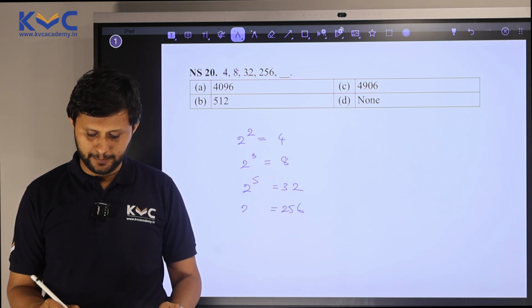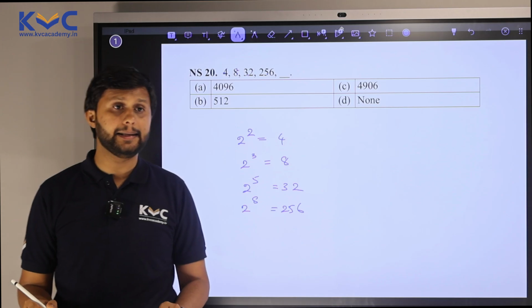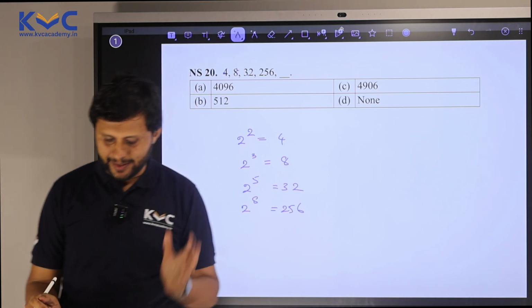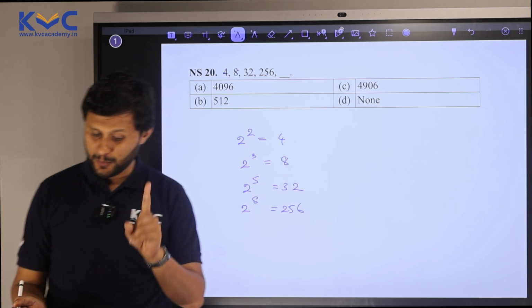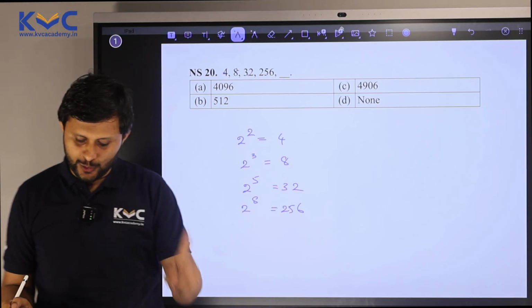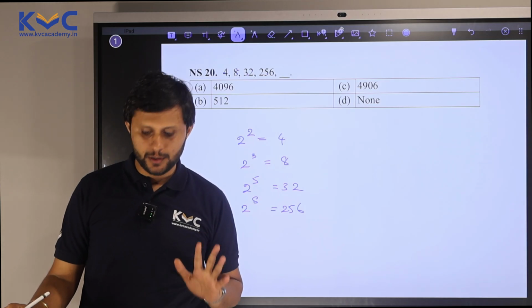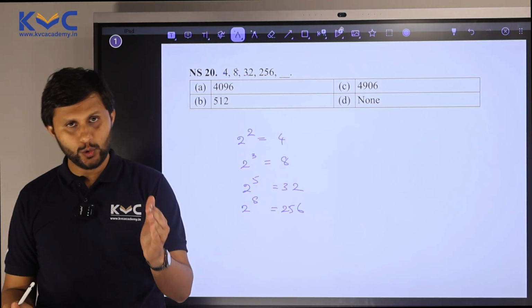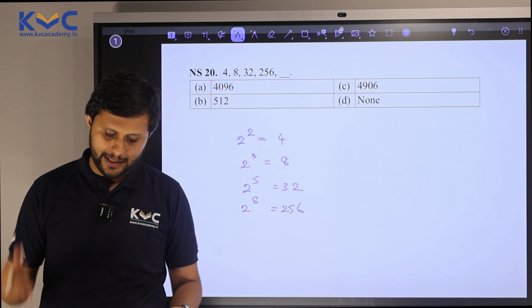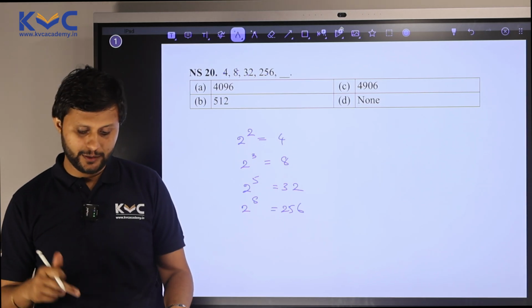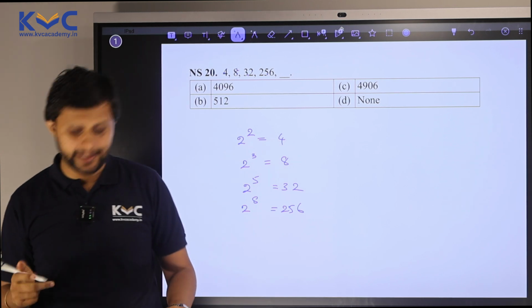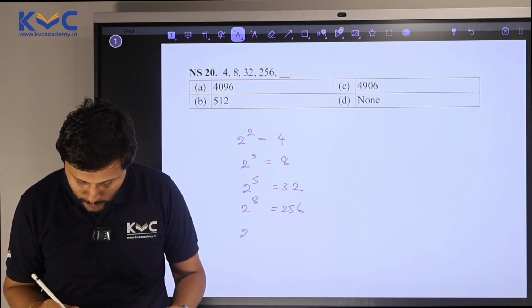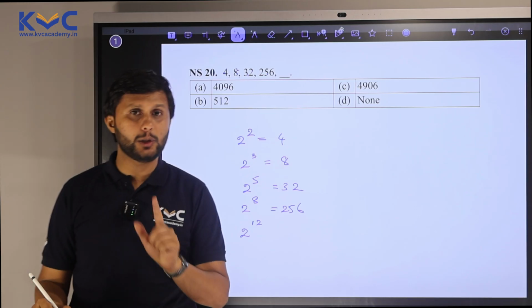256 is 2 to the power 8. So it is not like we are directly taking powers of 2, 2 to the power 2, 2 to the power 3, 2 to the power 4, 2 to the power 5. 2 to the power 4 is missing. Then 2 to the power 6 is missing, 7 is missing. So what is happening over here is 2, then 3. Difference is 1. 3, then 5. Difference is 2. 5, then we add 3 to get 8. Difference is 3. So in that case, this should be 2 to the power 12.